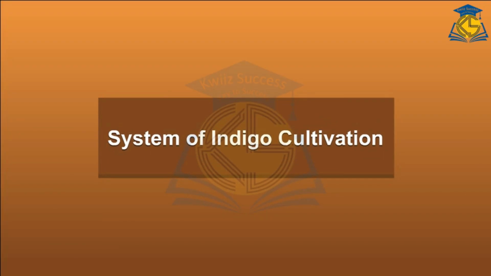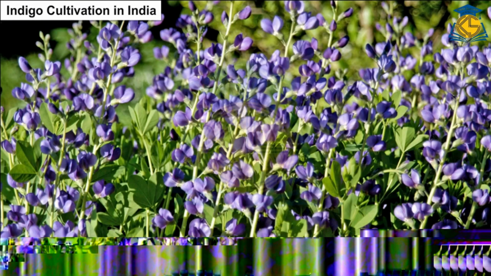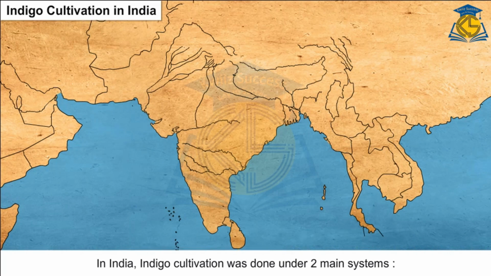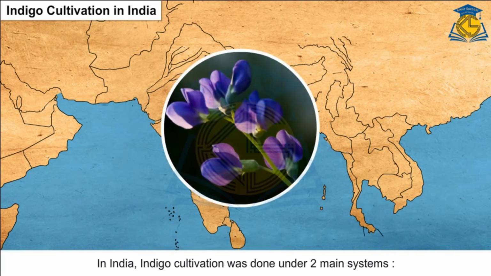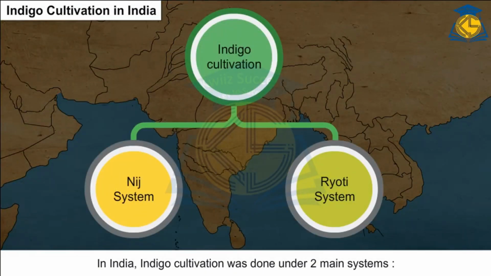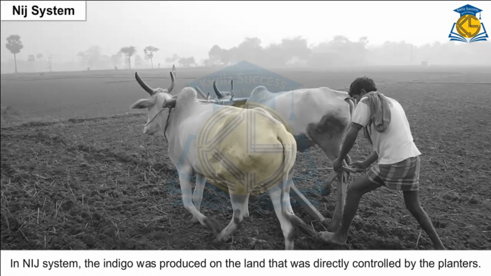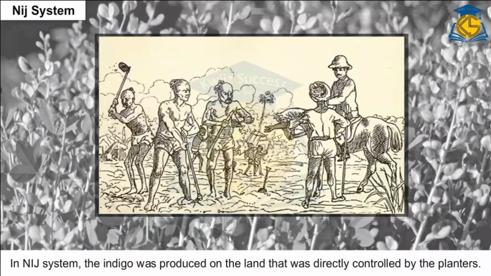System of indigo cultivation. Indigo cultivation in India. In India, indigo cultivation was done under two main systems: Nij system and Roti system. Nij system. In Nij system, the indigo was produced on the land that was directly controlled by the planters.